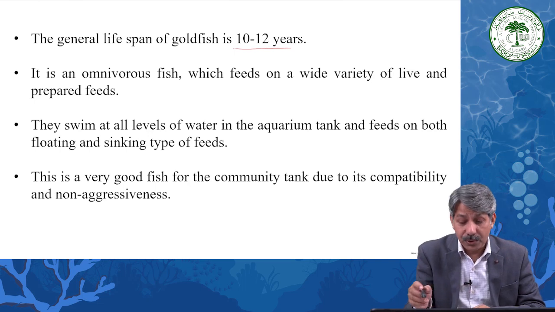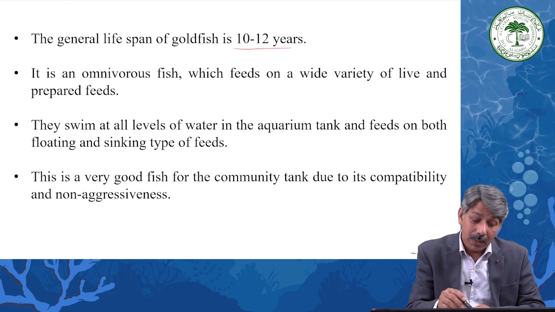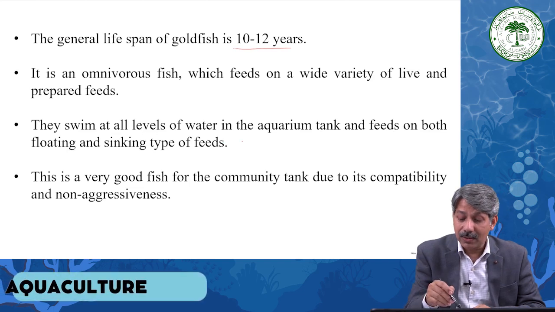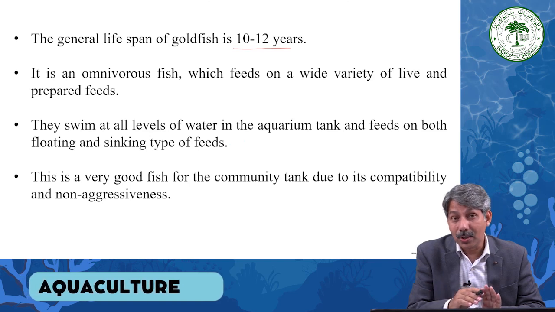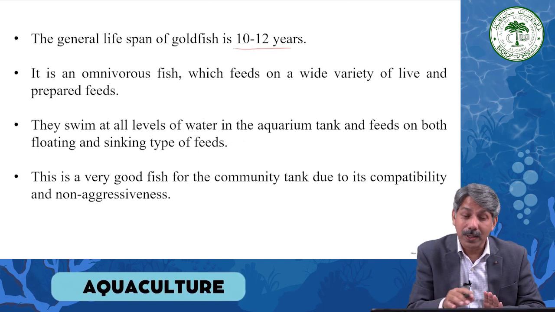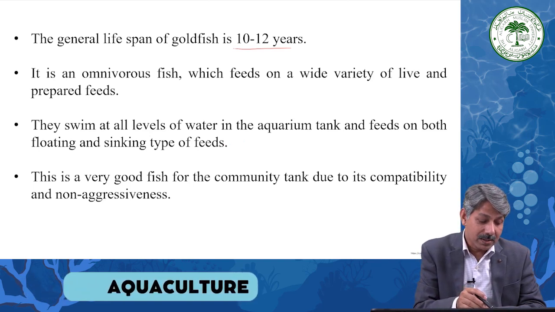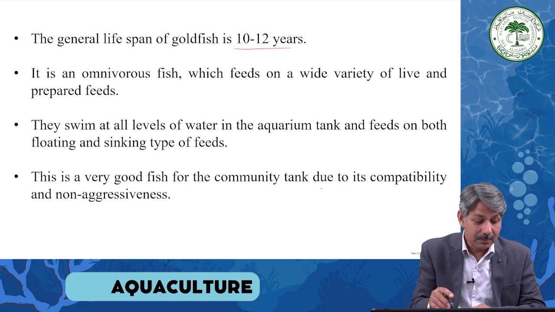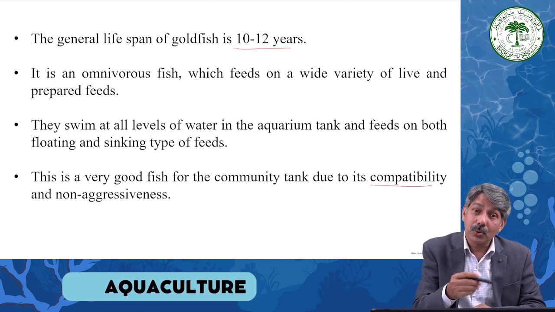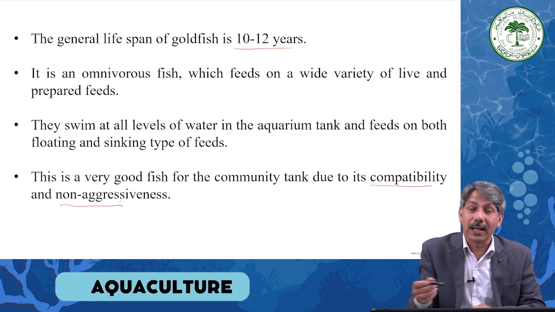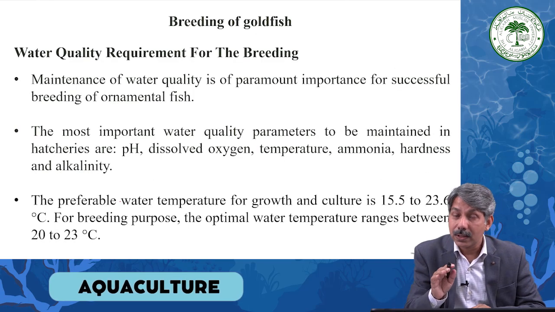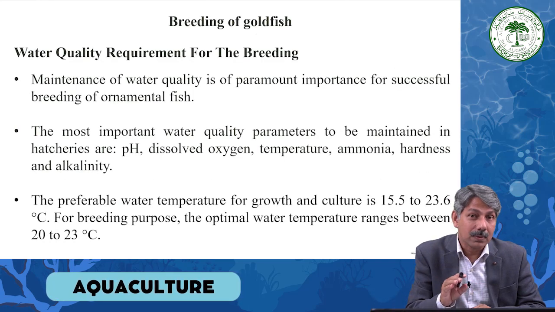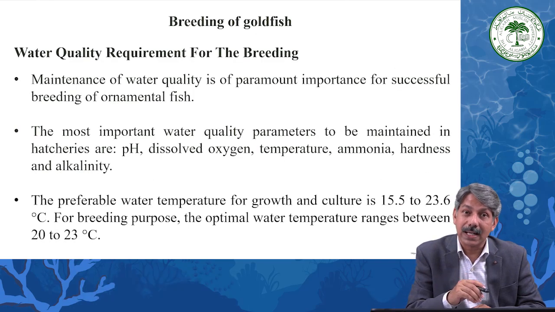It is an omnivorous fish that feeds on a variety of food items, so that is also one of the reasons for its popularity across the globe. It swims at all levels of water in the aquarium, so there is not so much fuss about where the food should be. This is a very good fish for the community tank because it is compatible with many of these species and it is non-aggressive. So these two are some of the basic criteria for species selection for culture.